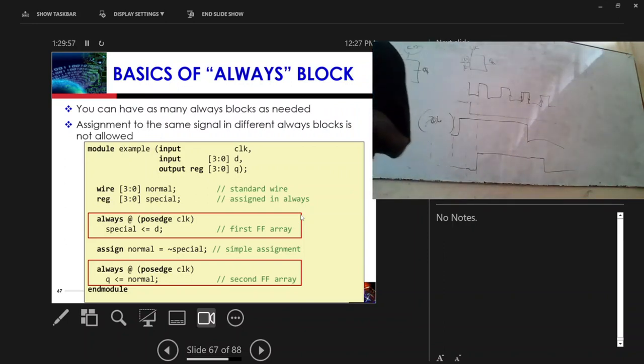Okay, so within your code, you can have so many always blocks, right? But as I said, the always blocks must always be registers, like here. And then this is what? Again, 3 marks. This is an assign statement. Is it combinational logic or sequential logic?